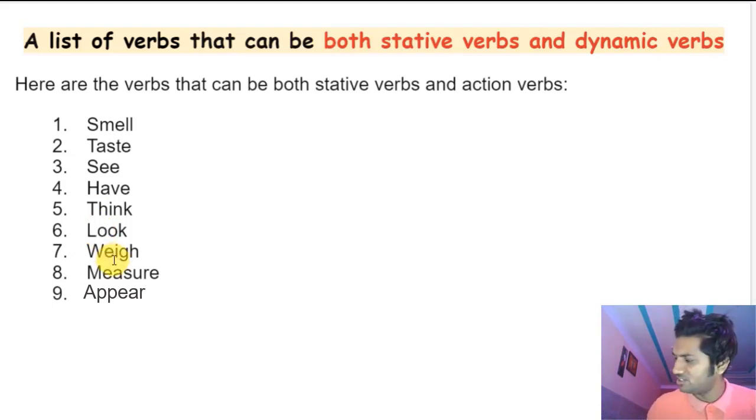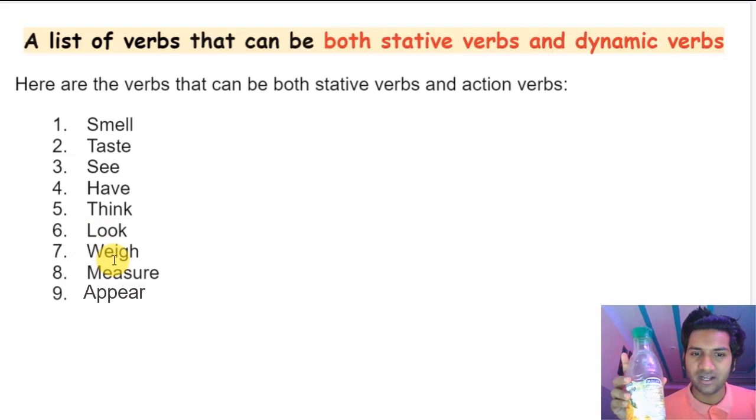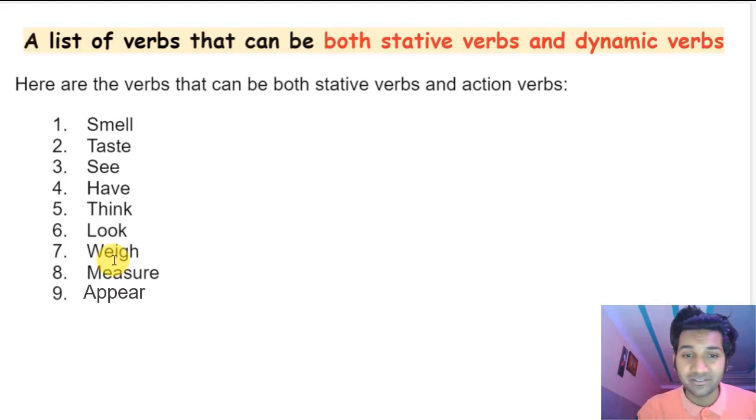Weigh. This bottle weighs 200 grams. So it's not doing anything. It just weighs. This is its state. Measure. The building measures 250 feet tall. So the building is not doing anything. Appear. You appear to be sad, or she appears to be mad. Something like that. So guys, that's what stative verbs are.